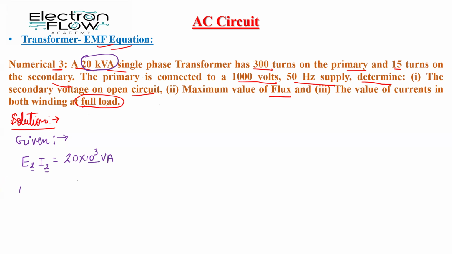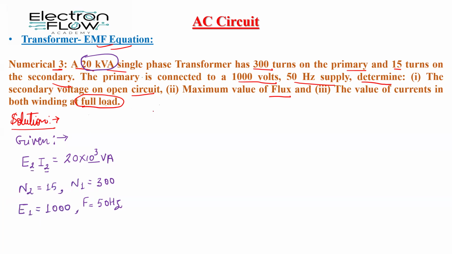Next thing is that N2 is equal to 15, N1 is equal to 300, E1 is 1000 volts, and frequency is equal to 50 hertz. Okay, so those parameters are given to us in the question. So let's start the solution.